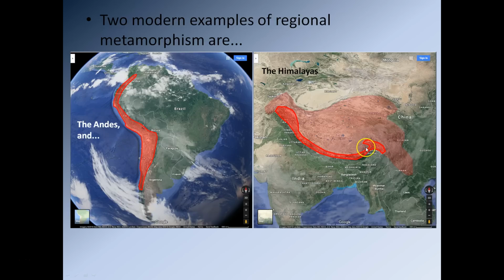In the case of contact metamorphism, it just affects what's along the edge of the intrusion. In the case of regional metamorphism, it is affecting an area that covers thousands of square kilometers, hundreds of thousands of square kilometers. So regional metamorphism has a very, very serious effect on the Earth's crust.